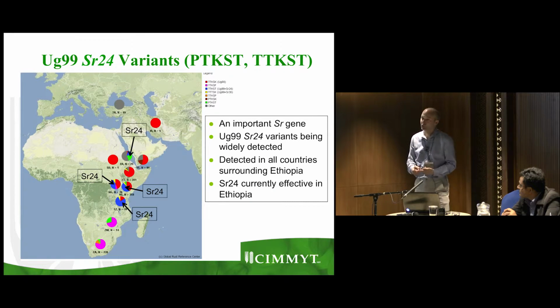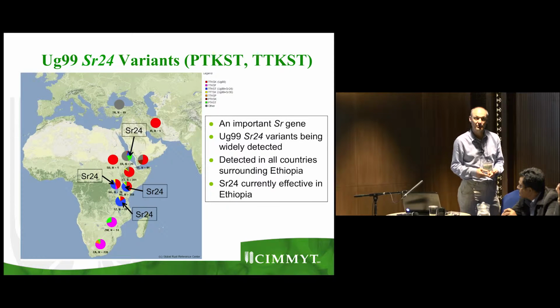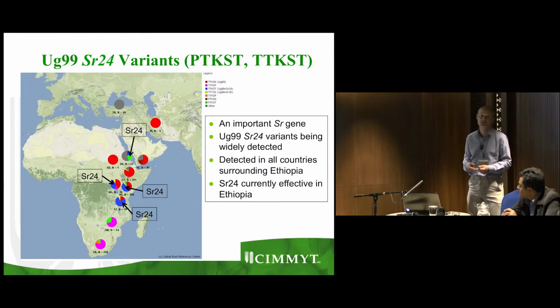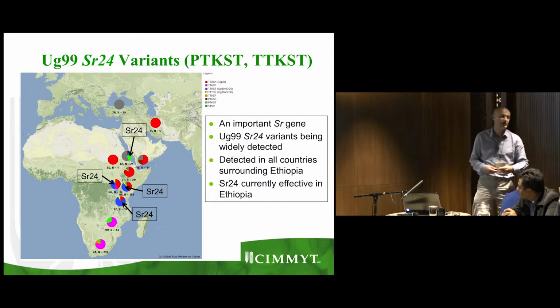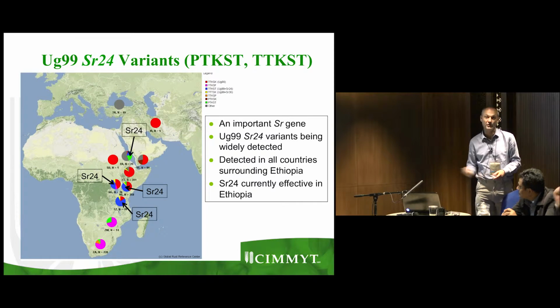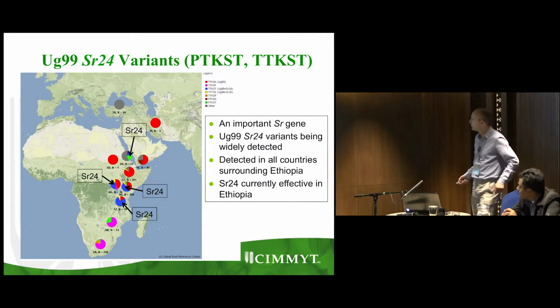24 is quite an important gene. It's been used pretty widely in breeding programs throughout the world. Certainly, I think a lot of North American materials carrying 24. I think in Australia, a lot of the material is carrying 24. So for Robert, it's these variants that would be worst case scenario for Australian growers, not the original UG99. So, important gene.